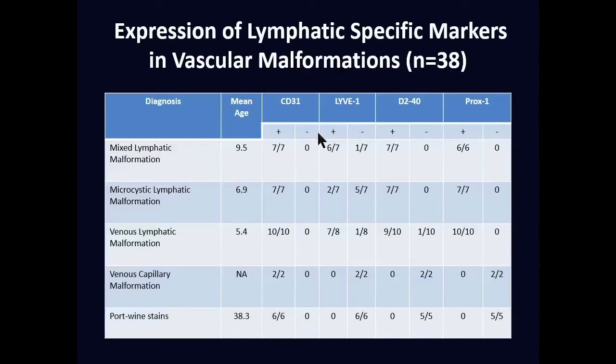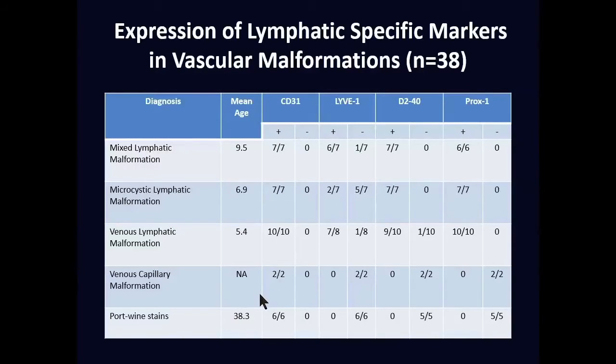So the summary of our study was that we had mostly children with a mixture of mixed lymphatic and vascular malformations, in contrast to pure venous capillary malformation and, of course, port wine stains. When you compare and contrast, you'll see that most of the malformations that had a lymphatic component expressed one of the lymphatic markers. You can see most of them did, and CD31.